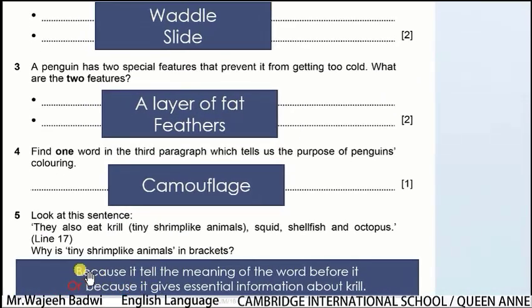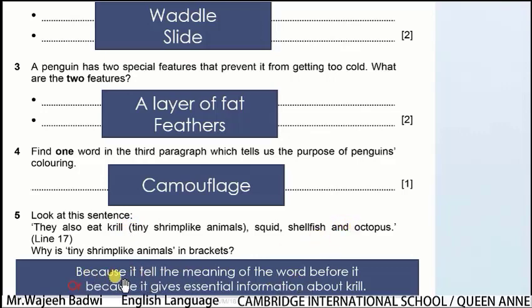So we write it like this. We just mention the information. It's because it tells the meaning of the word before it. So this word krill, this one is like a definition or explanation for the word krill. So the word between the brackets is like essential information about the word before the brackets. So that's how you write the answers.